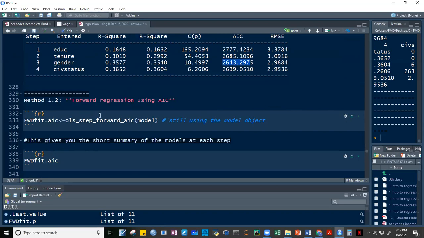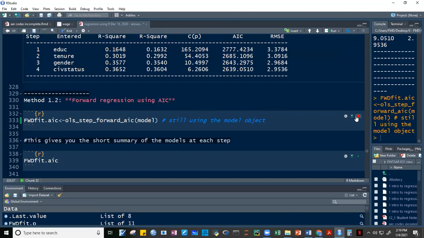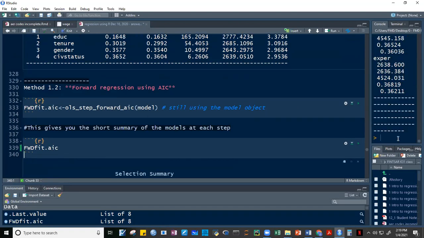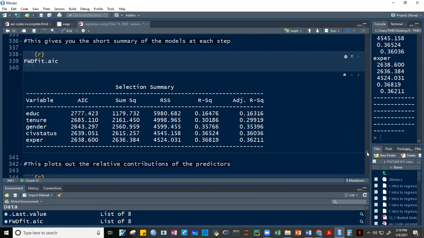Yung isa naman, guys, yung forward using AIC naman. So again, we create this object forward fit.aic. The function is OLS step forward AIC. Yung model ang gagawin natin. Okay, and then run this. Okay, ito naman yung summary niya.